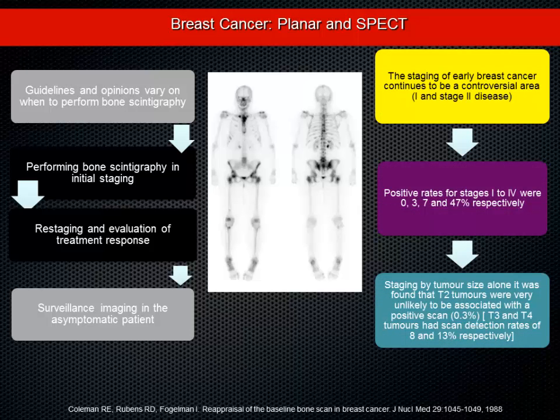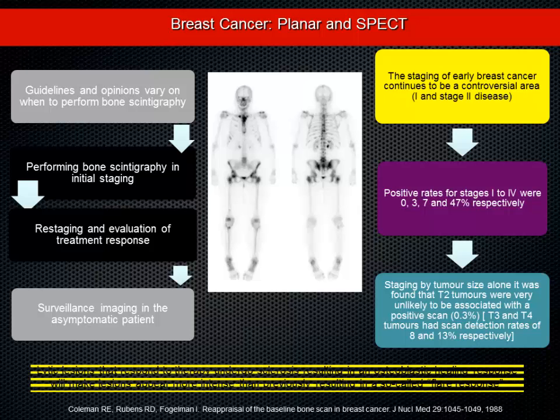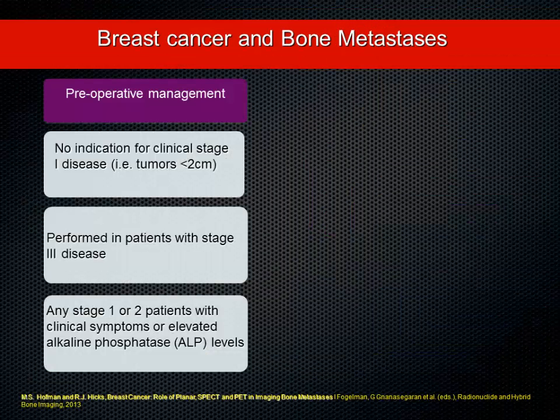But the evidence says the role of MDP bone scan in an early stage 1 and 2 is controversial. The positive rates are very small, but when it changes to 3 and 4, you can get 7 to 47% of metastatic disease. And therefore, bone scan may be useful in that scenario, but not in the early stages. Preoperative, as I said, there is no indication if the tumor is in stage 1 or stage 2, and it's performed in all patients with stage 3 plus.